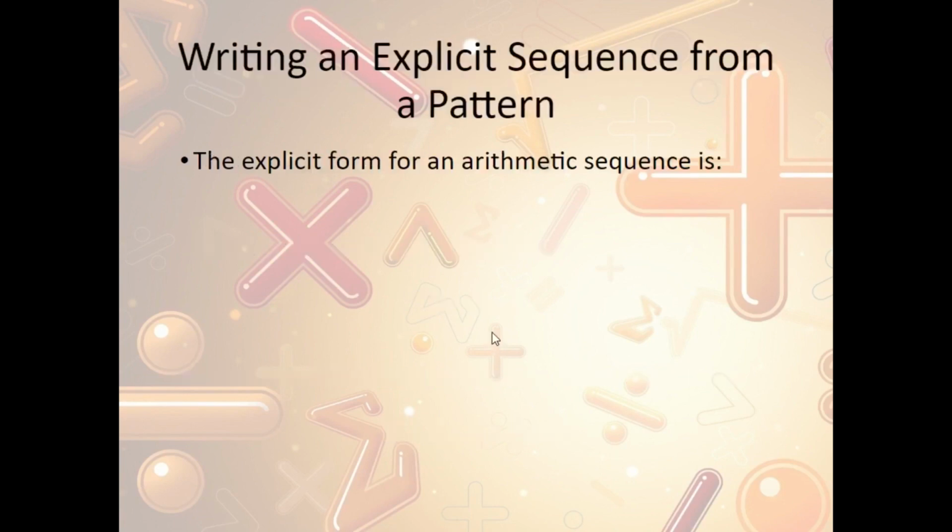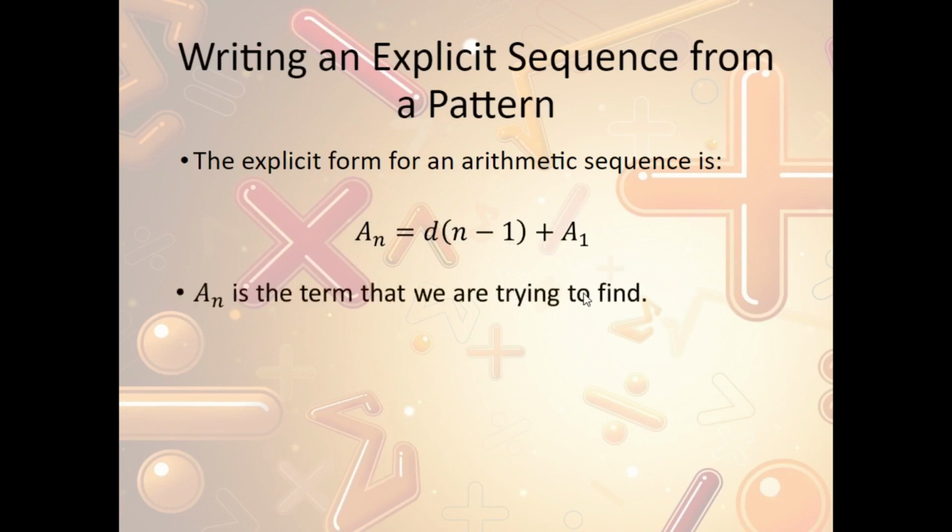Now, is that always easy to find? No, depending on the term, we don't want to have to keep calculating out. So the easiest way to do this is to write it in explicit form. So the explicit form for an arithmetic sequence is a sub n, meaning the value that we're trying to find, is equal to d, the common difference, times n, the number of the term that we want, minus 1, plus the first term in the sequence. So a sub n is the term we're trying to find.